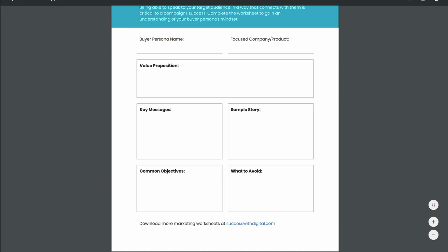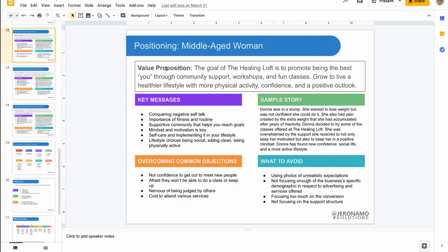So I have an example of a value proposition worksheet. This is part of our marketing plan. So here you can see that in our positioning, we're focused on middle-aged women, and the value proposition, this is for a kind of yoga studio. They also do different holistic kind of programming. So the goal is to promote being the best you through community support, workshops, and fun classes. Grow to live a healthier lifestyle with more physical activity, confidence, and a positive outlook. So that's the value proposition that this company has for middle-aged women.